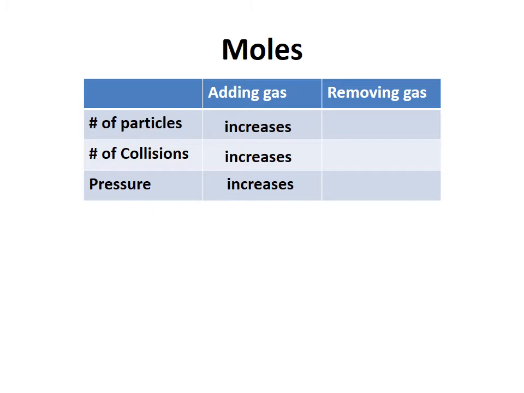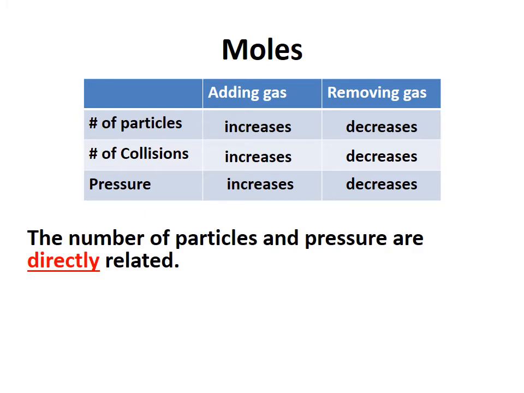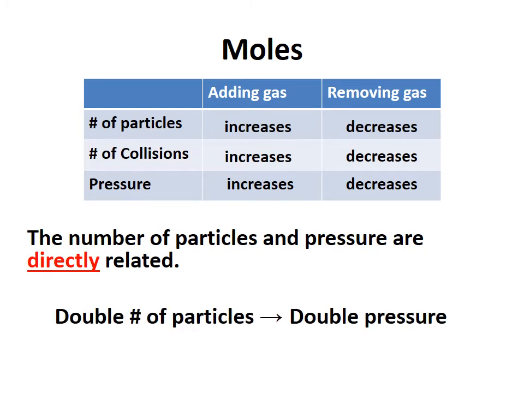But if you remove the gas, you're decreasing the number of particles. There will be fewer collisions with each other and fewer collisions with the walls of the container. That will cause a decrease in pressure. So here we see the number of particles, or the moles of particles, and pressure are directly related. If I double the number of particles, I'm going to double the pressure. By doubling the number of particles, you're going to cause a doubling of the pressure.